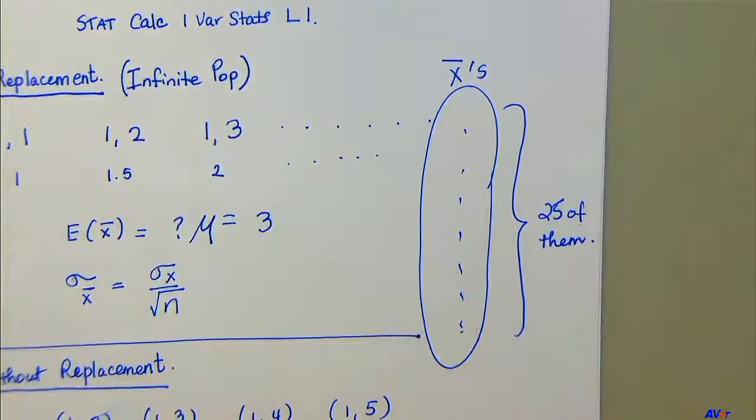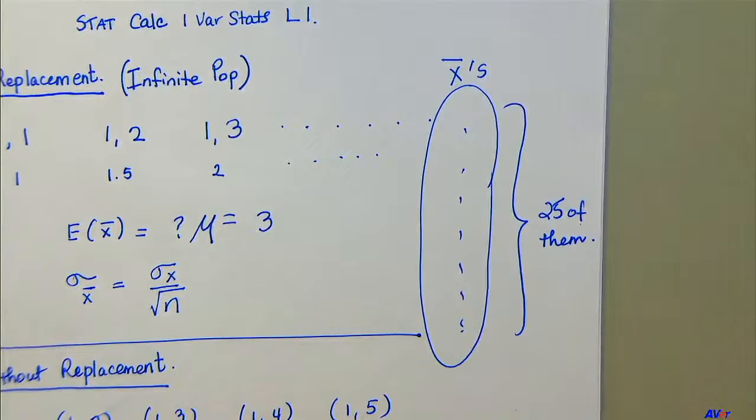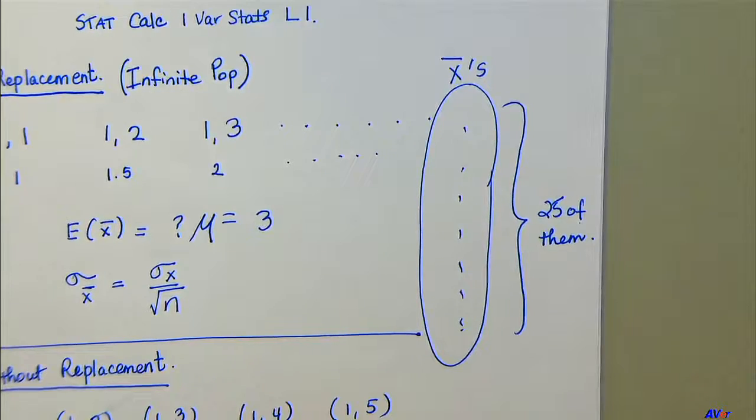And then show me that E of x bar, which is the mean of all these means, 1.5, 2, 2.5, 3, find the mean of all these means. Show that this is equal to mu, which is 3.